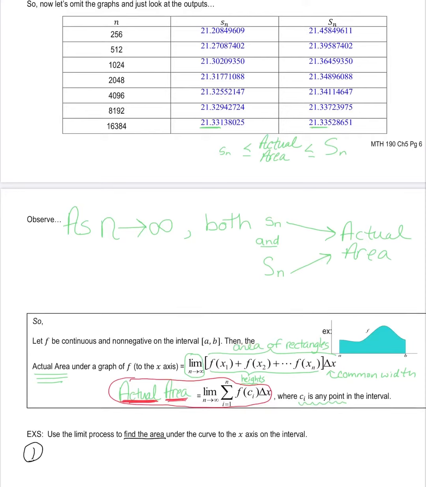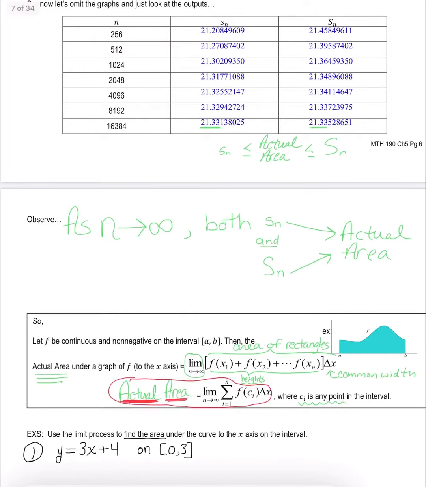The first example we're going to look at is one that we could actually verify with geometry if we were so inclined, because it's going to be a line. So the function is y equals 3x plus 4, and we're going to look at that on the closed interval from 0 to 3.